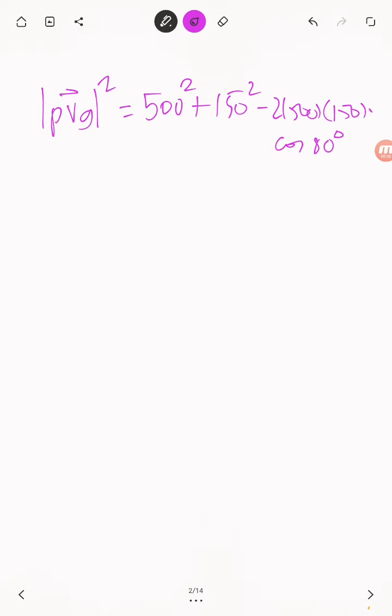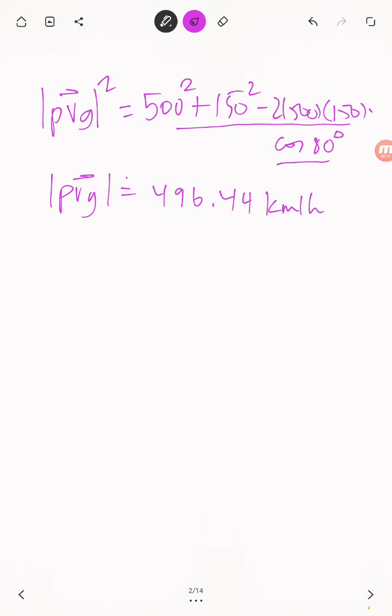So once you do all your calculations, you can of course put this whole thing in your calculator in one step. Just do it exactly as it's written with brackets and all. Make sure that you square root it after you get the answer to that, and you will get something approximately equal to 496.44 kilometers per hour. So that's our magnitude of the plane's velocity relative to the ground.